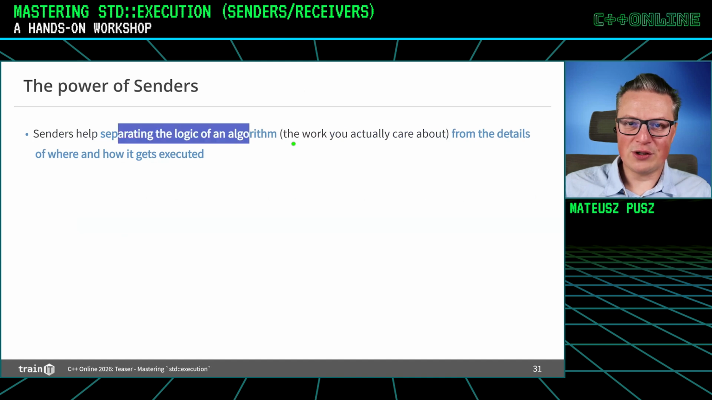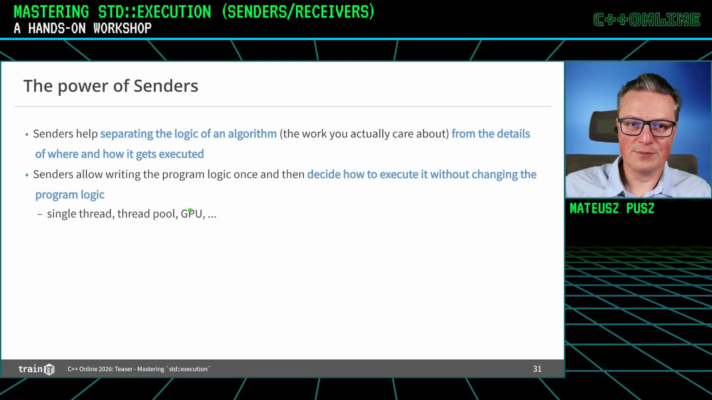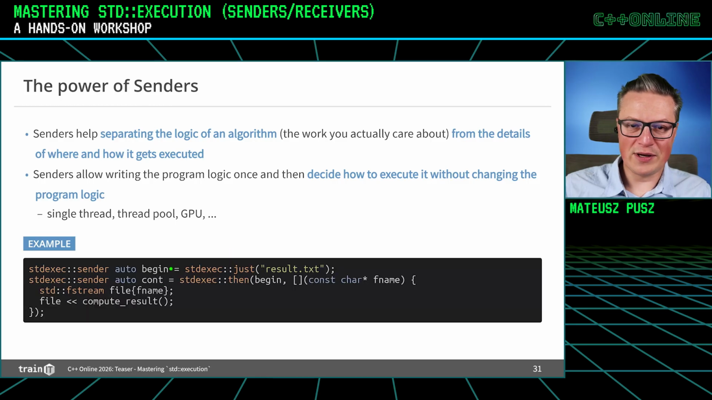Senders help separate the logic of an algorithm, the work you actually care about, from the details of where and how it gets executed. Senders allow writing the program logic once and then deciding how to execute it without changing the program logic. You can execute it on a single thread, thread pool, GPU, or another execution context. So for example, I can write begin, just result text. I provide some file name to the pipeline. And then I'm saying this is the previous block, then it gets this previous block and calls this functor. So basically this result text goes as an input to this functor and does some operation on the file.